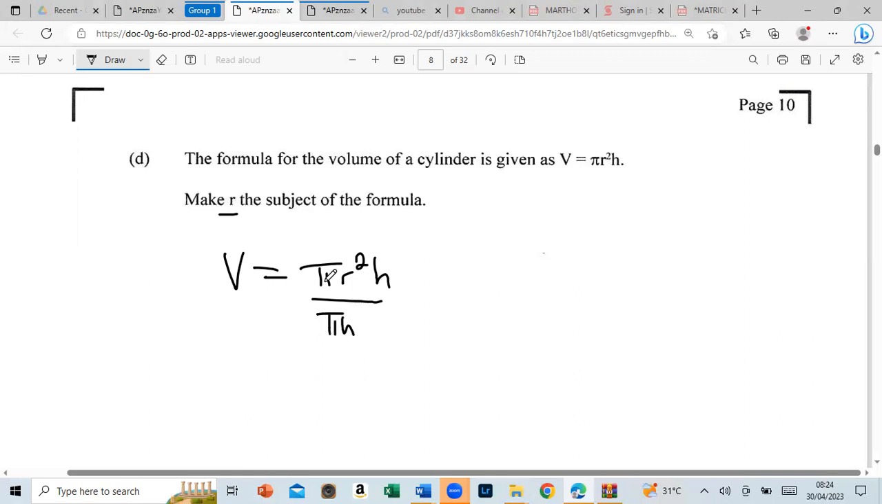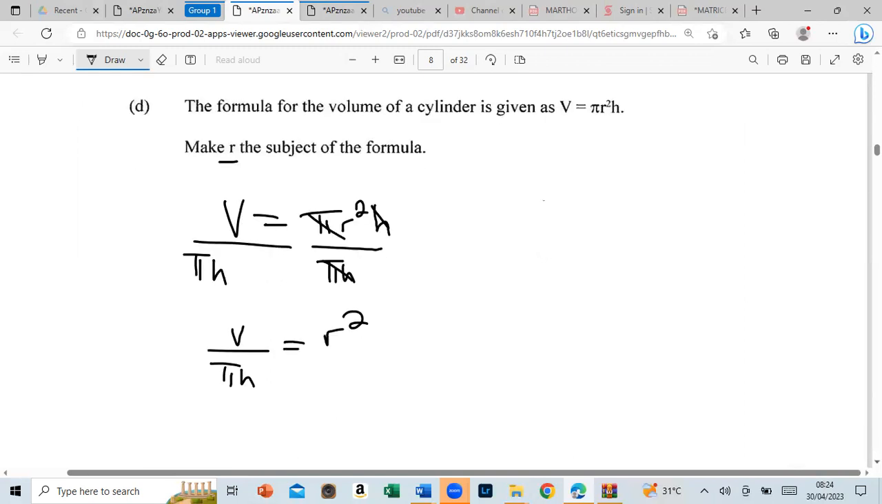All right, so we take the inverse of multiplication, and we know that what we do to one side, we do to the other side to balance the equation. So we are left with V over pi h equals r squared. They didn't ask for r squared, they asked for r. So what's the inverse? Somebody type that in the comment section. What's the inverse of r squared? Let's go, guys.